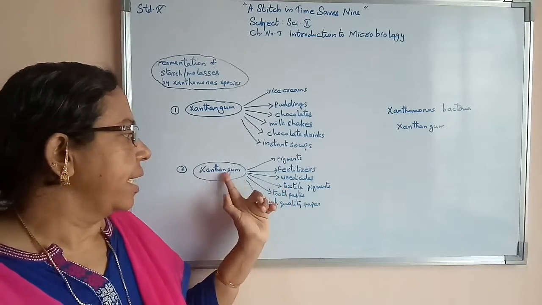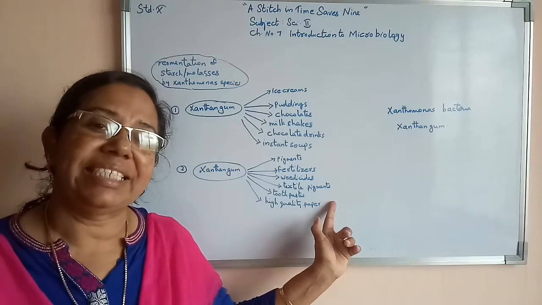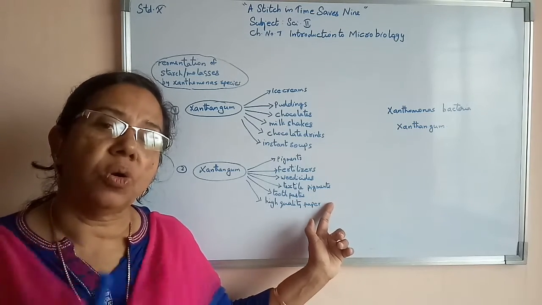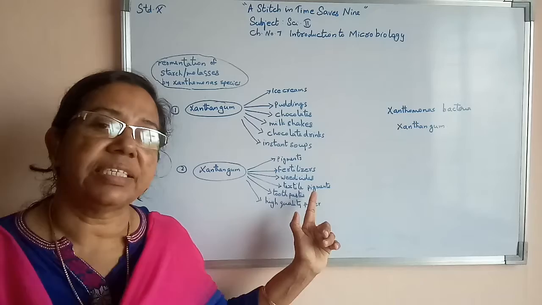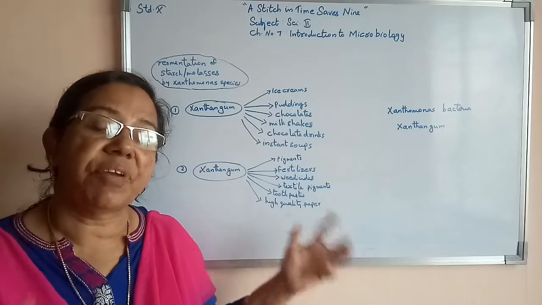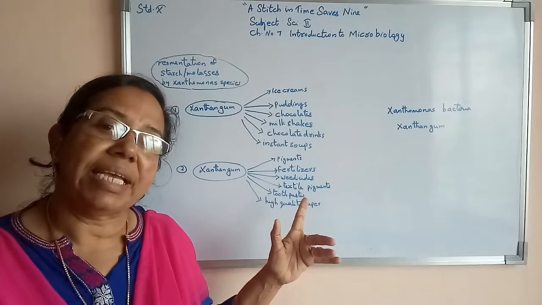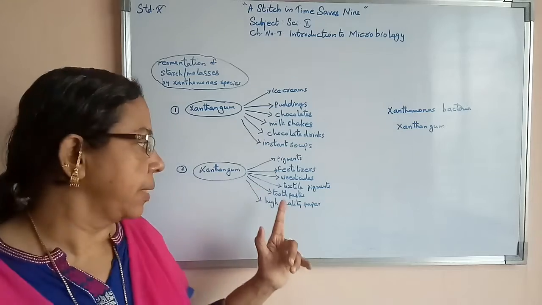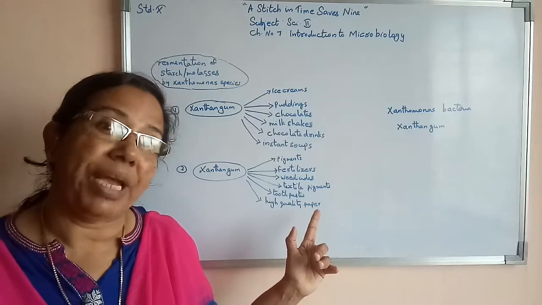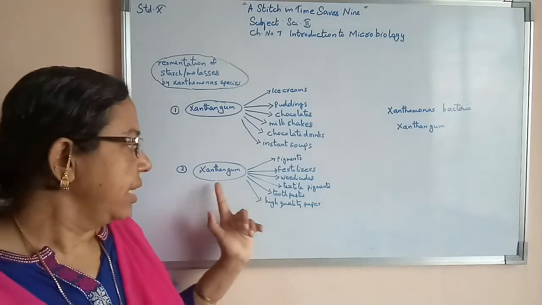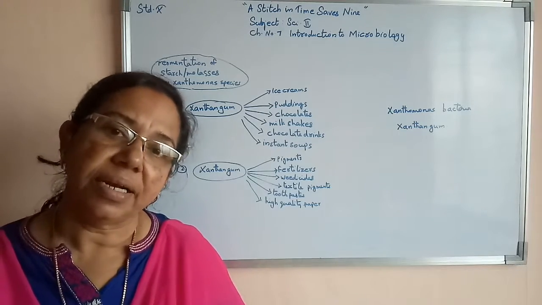Then xanthan gum is used for the production of textile pigments. Textile means cloth. For putting different colors on clothes, pigments are made, or colors are required. Such different colors we put on the clothes. So for making such colors, xanthan gum is used. Then for the production of different types of toothpaste, xanthan gum is used. Then for the production of high quality paper, we are using xanthan gum.